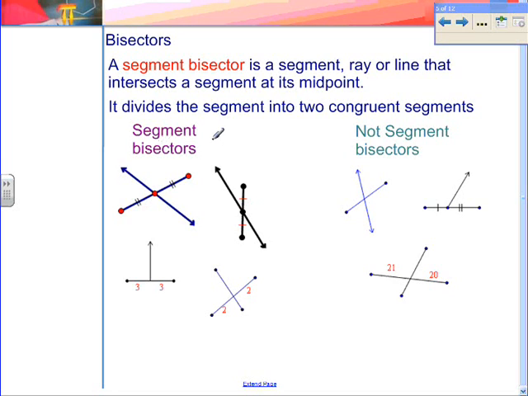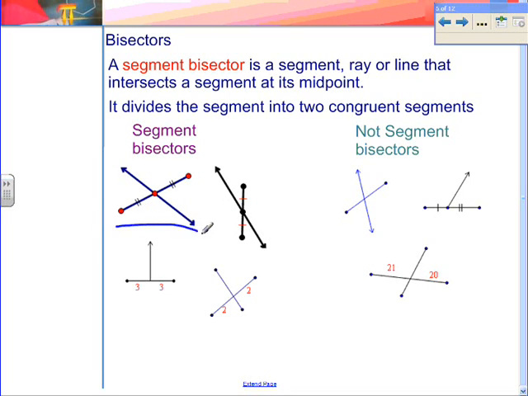So let's take a look at some examples here. A segment bisector is always going to divide the segment into two congruent segments because it goes through its midpoint, right? So we've got two columns here. We've got things that are segment bisectors, and then some examples of things that aren't segment bisectors. So you can look for the difference, and if I give you a diagram, how can you tell if something is a bisector or not?